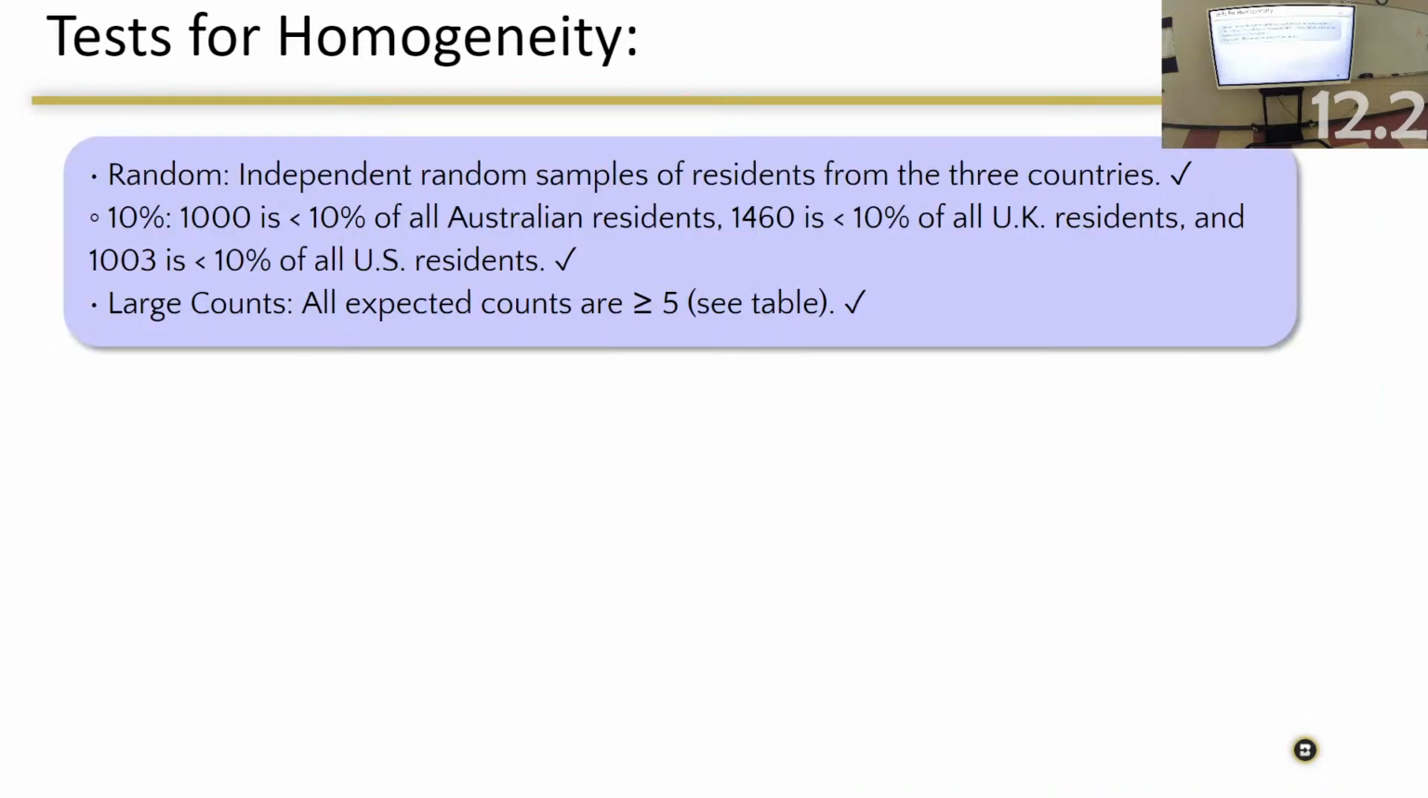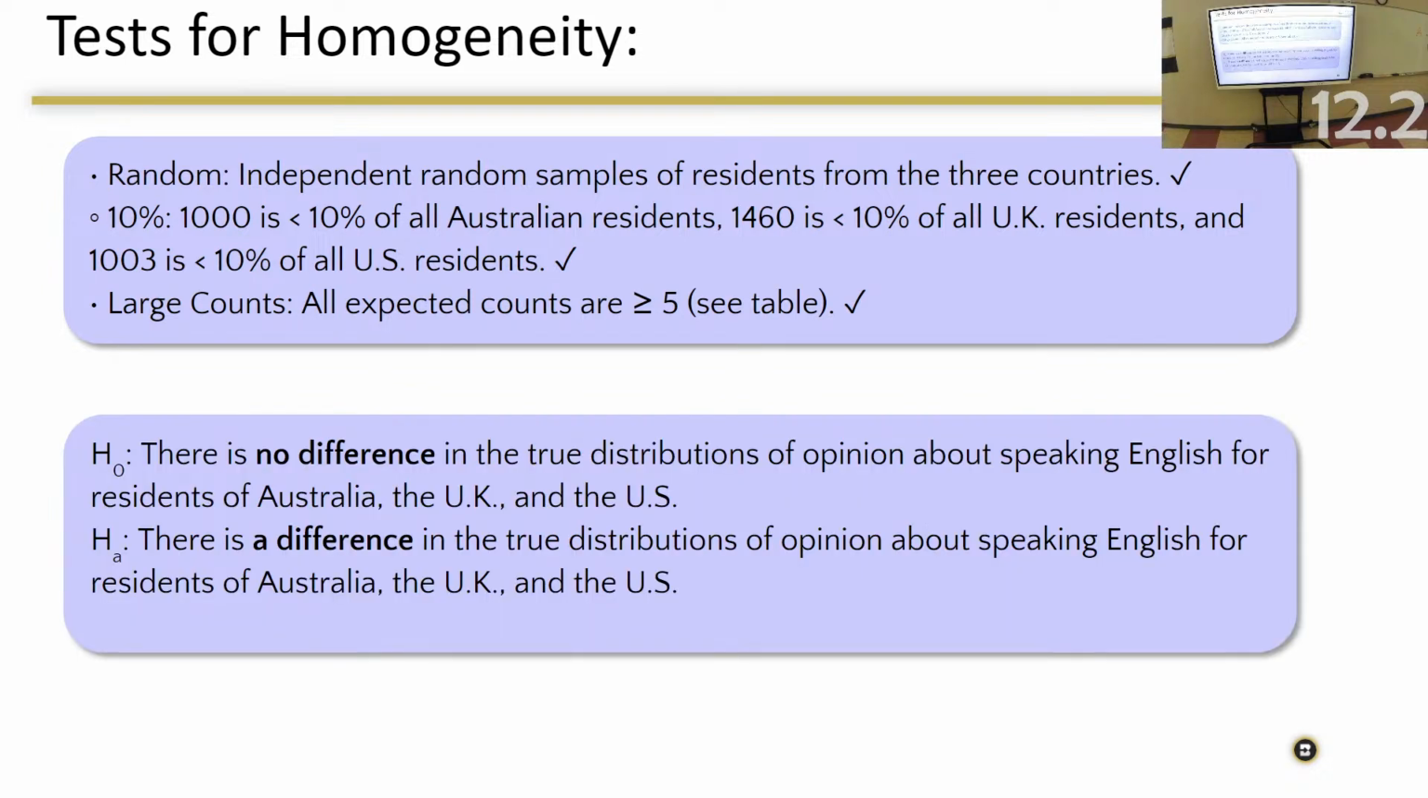Test it all. Random, 10%. Notice that each one of them has to be less than 10%. All expected counts are greater than 5. See table. And I didn't put the table. Make sure we write them all down. You got to write them all down. Again, looky here. There is no difference in the true distributions of opinion. I get it right from their question, guys. There is a difference, right from their question. And I'm not going to write it down twice. I'm going to write down true, and I'm going to write down one of them, and then squiggle, no difference.